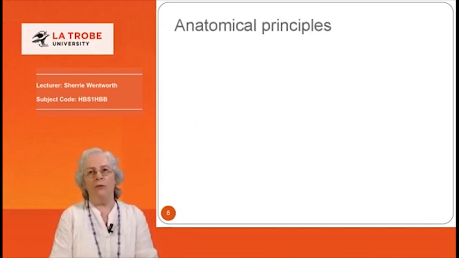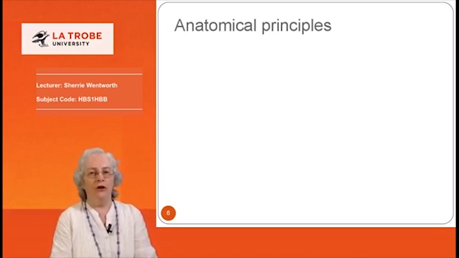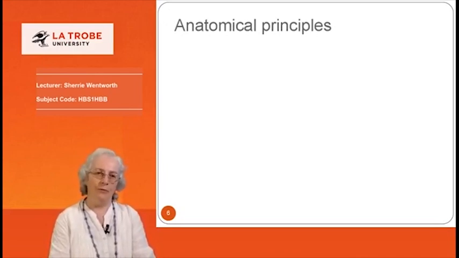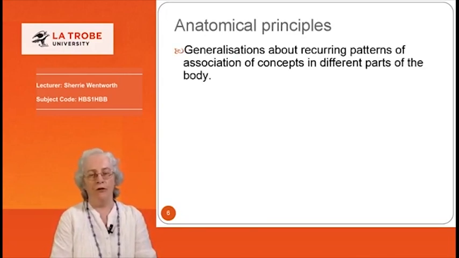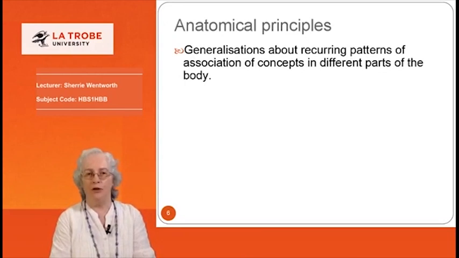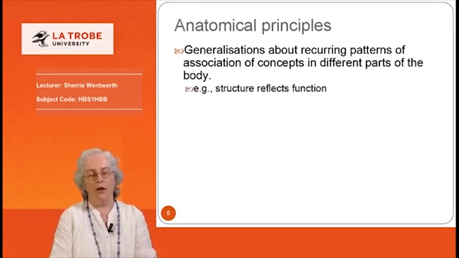We also need to think about whether there is another way of helping us learn all these individual bits of information. We can link information. We can use bits of information and generalize them. You'll find within the body bits of information are repeated. We can repeat the ideas from the upper limb to the lower limb. So we have principles, generalizations about patterns that keep recurring, where we have an association of concepts that occur in different parts of the body. One of the principles that you would have met is that the structure reflects its function.